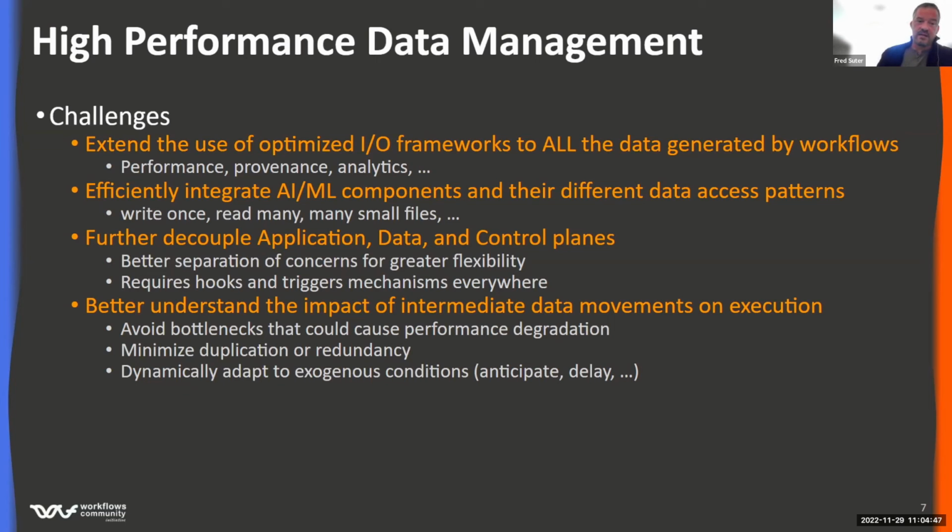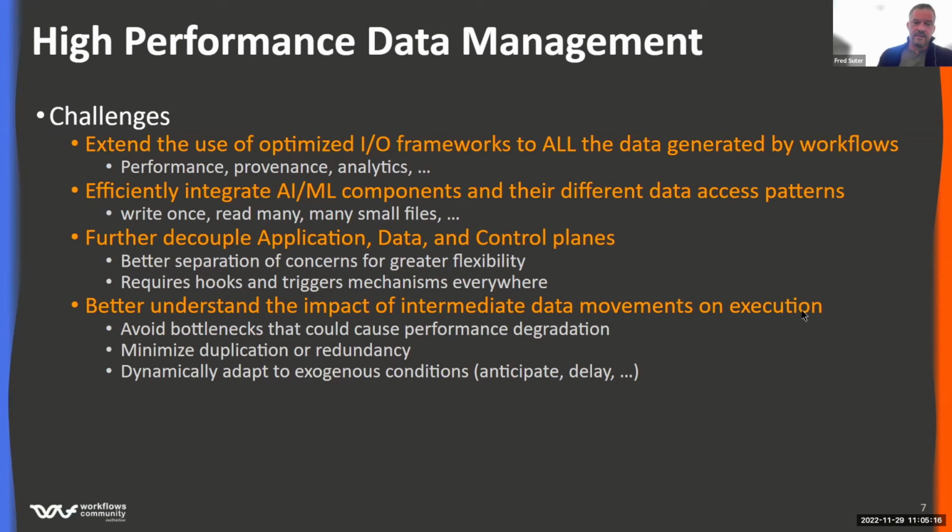Or can we efficiently integrate the AI and ML components presented in the previous talk by Shantanu and Timo with our different access patterns? Or can we further decouple the different planes that are involved in the execution of in-situ workflows? So you have the application, you have the data, and you have all the control to adapt the execution depending on what's happening and how data are produced and consumed.